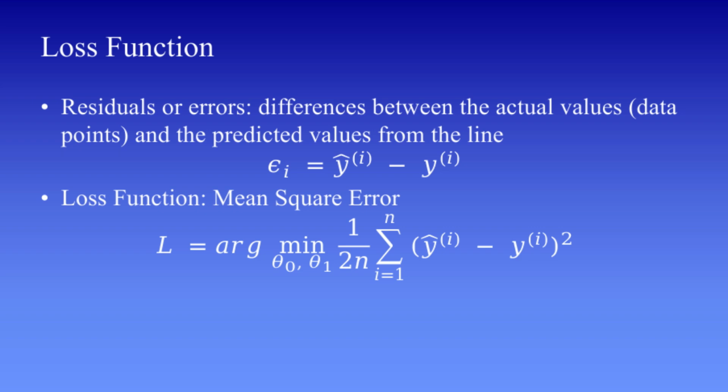Now, if we want to evaluate the overall performance of the model, we cannot just look at one error, we need to consider all errors together. This is where the loss function comes in. The most commonly used loss function in linear regression is the mean squared error, often abbreviated as MSE. L equals 1 over 2n times the sum of (y predicted minus y) squared.